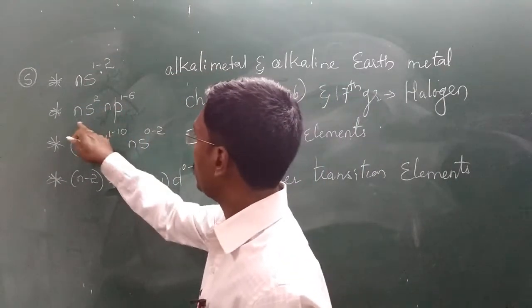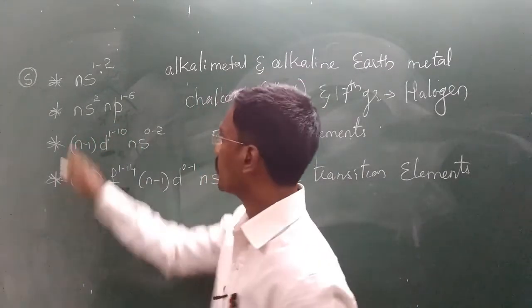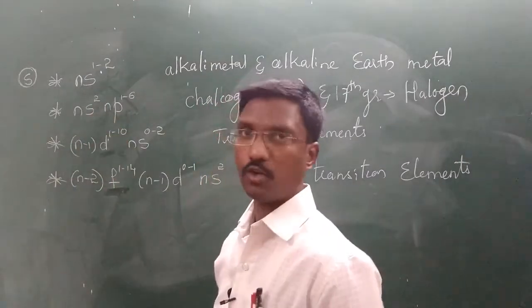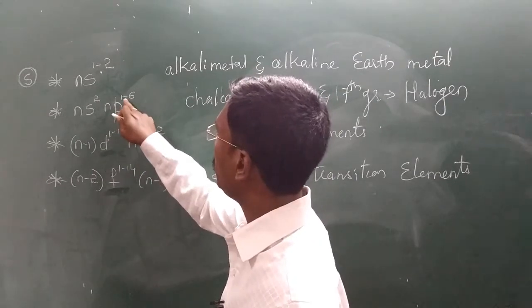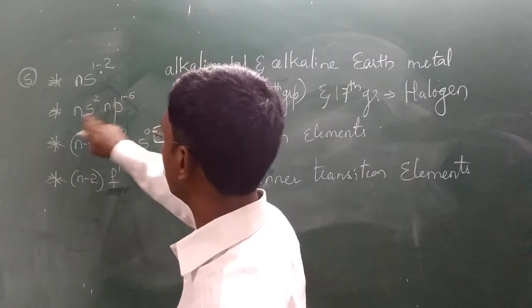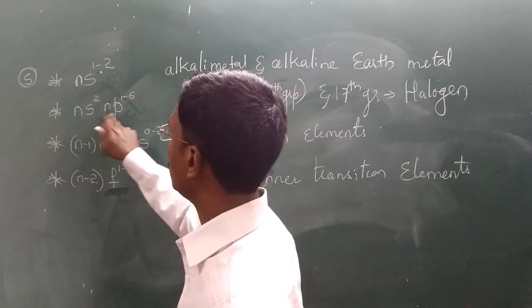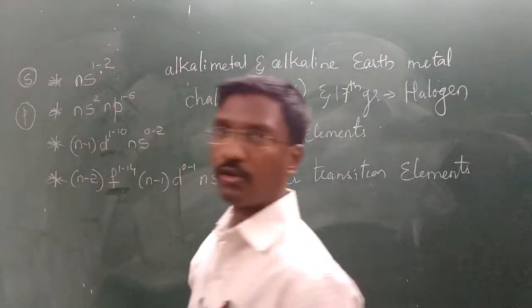Generally, the same thing applies to the P block elements. Here nS2 means S should be completely filled by 2 electrons, and then it begins to fill the P. So from P it may be 1 up to 6. So nS2, nP 1 to 6. These two should have the same number: 1 means here also 1, 2 means 2, 3 means 3. So this is the general electronic configuration of P block elements.